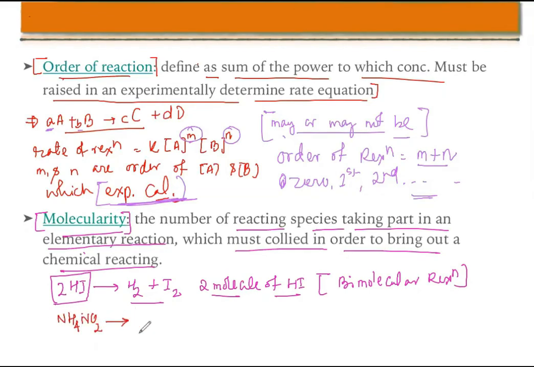Okay. Now we can think of NH4NO2. So in this reaction, when it is going to decompose, the product will be N2 plus 2H2O. Now what is the molecularity of this reaction? As only one molecule takes part in the chemical reaction, and that one molecule is going to give the product, here we will say this is unimolecular.